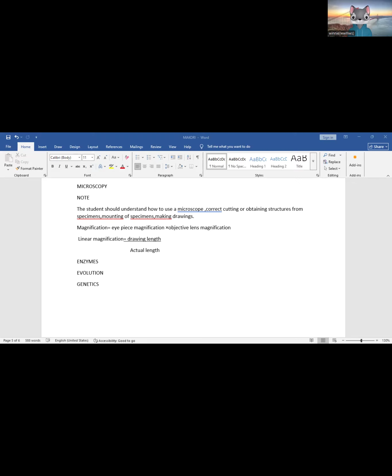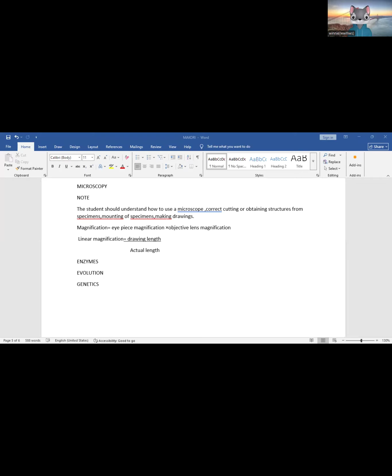In the microscopes that we use in our schools, the eyepiece lens is usually times 10. Objective lens depends on the type of objective lens that you use. Of course, we have 3 categories. Low power is times 4. Medium power times 10. The high power is times 40. So, we use those.